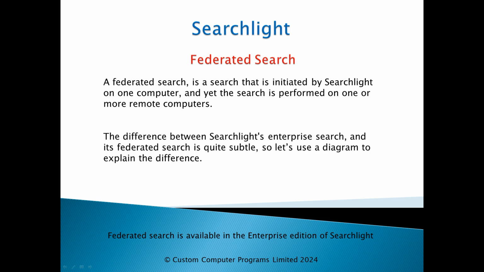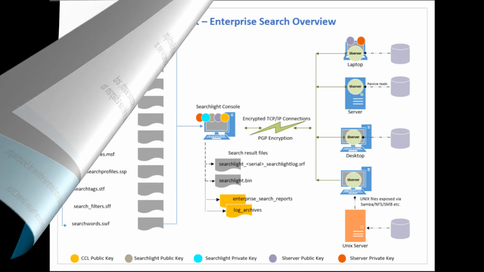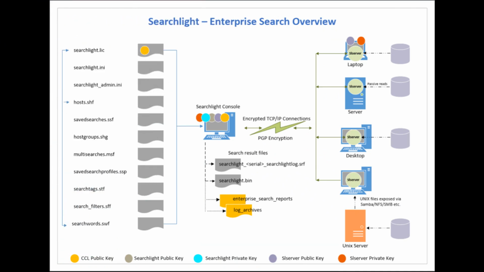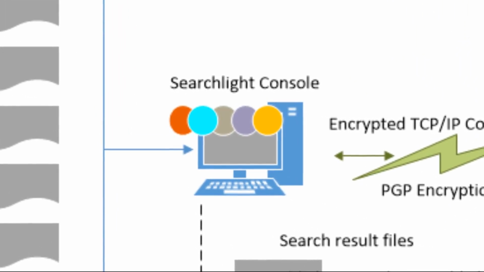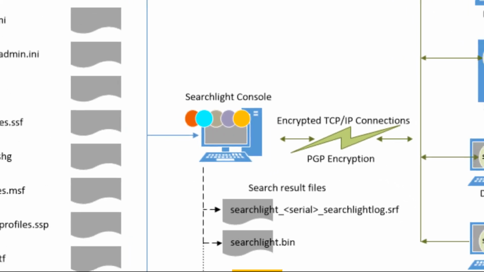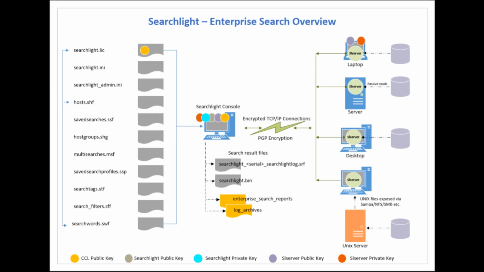The difference between Searchlight's enterprise search and its federated search is quite subtle, so I'll use a diagram to explain the difference. The diagram displayed now shows an overview of Searchlight's enterprise search, and to find out more about Searchlight's enterprise search feature, please watch the Searchlight enterprise search tutorial. On the left-hand side of the diagram, you can see a number of files that Searchlight reads when it starts up. In the middle of the screen you can see the Searchlight console, and on the right-hand side, you can see a number of SL servers that are being hosted on remote computers.